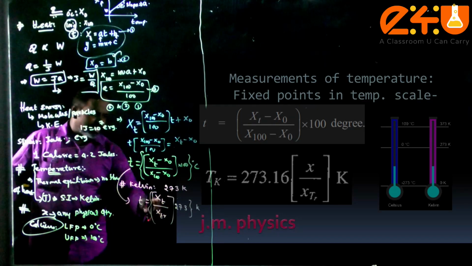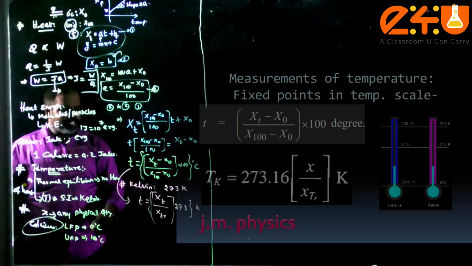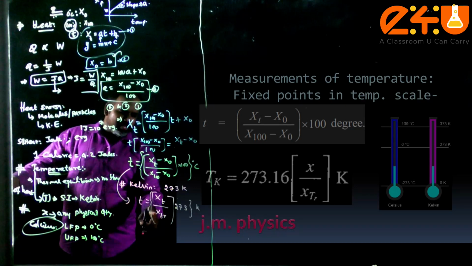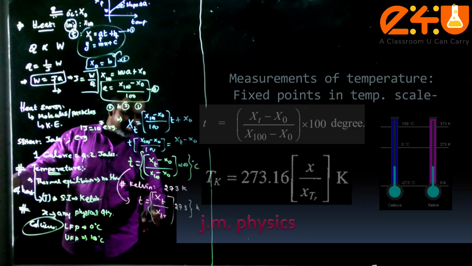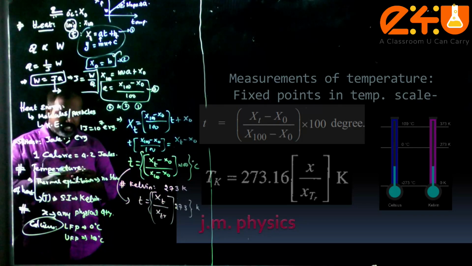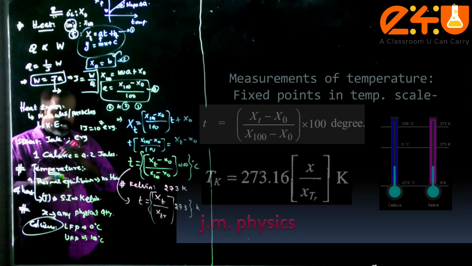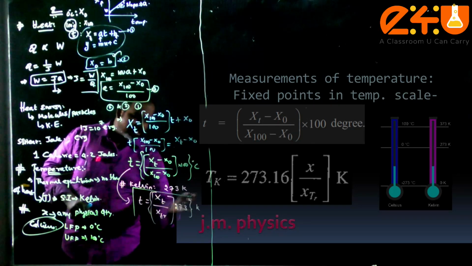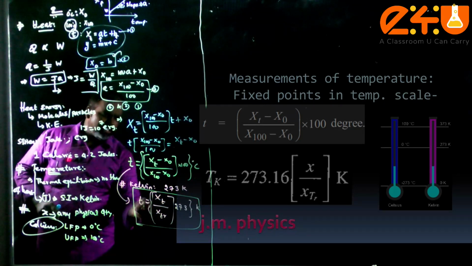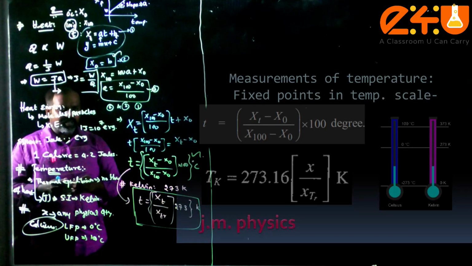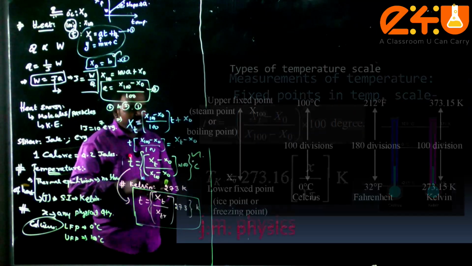Where xt is the physical quantity whose value is at temperature T, and x triple point is the same physical quantity's value when its temperature is the triple point temperature of water. So these two equations are important for the designing of thermometers. Using these two equations we can design any thermometer. And let us go to the next one.